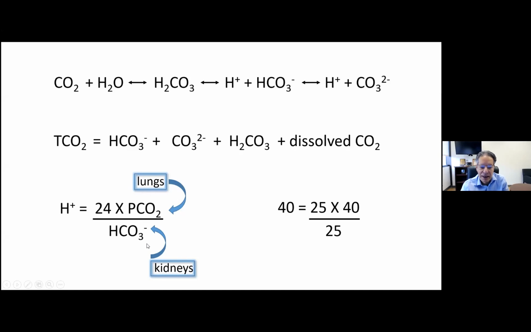Now, normally, not with the units involved, because the units are obviously different here. The PCO2 is in millimeters of mercury, the hydrogen ion concentration is in nanomoles per liter, it's very small, and this is in millimoles per liter. But ignoring the units, numerically, the left side equals the right side. So 40, which is the normal hydrogen ion concentration, 40 nanomoles per liter equals 25, this constant times the PCO2 of 40 in millimeters of mercury divided by the bicarbonate concentration in millimolar.